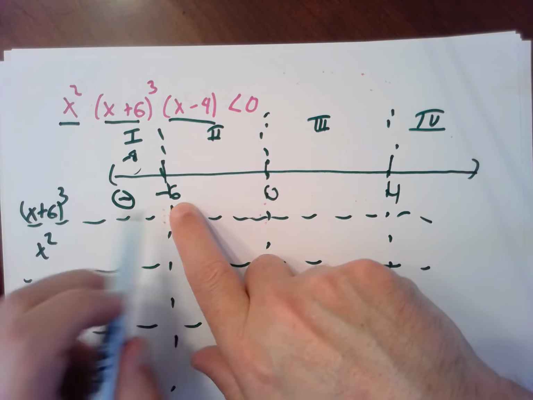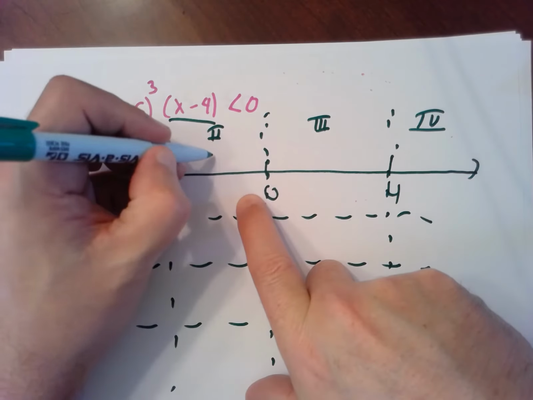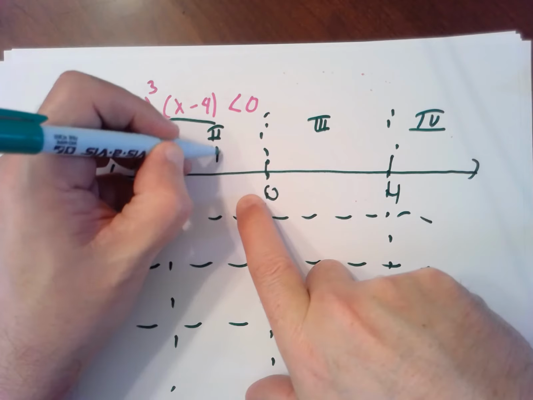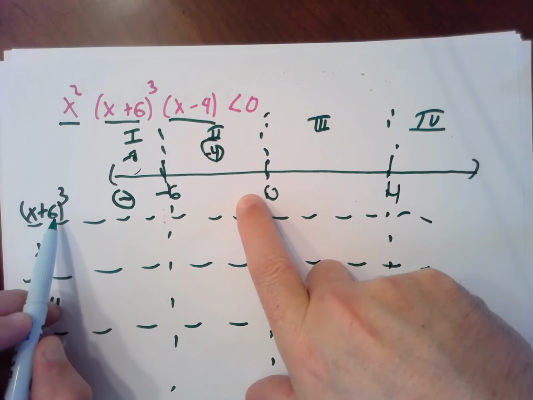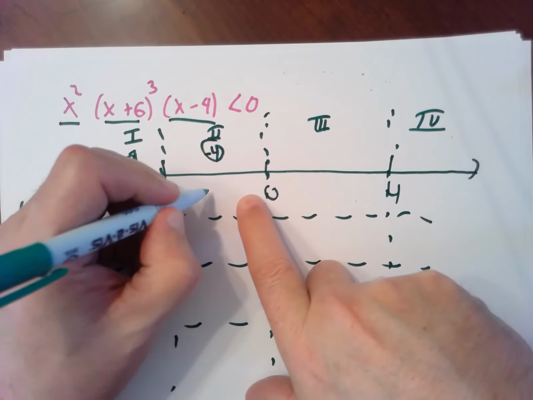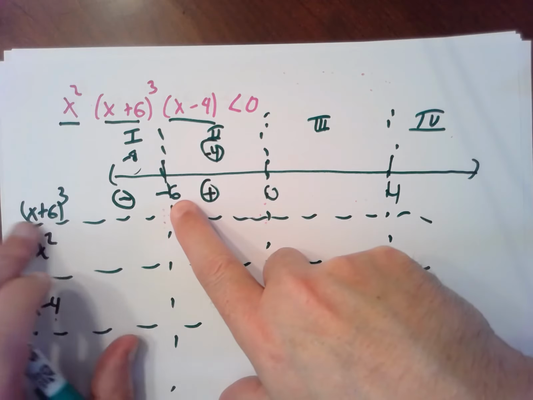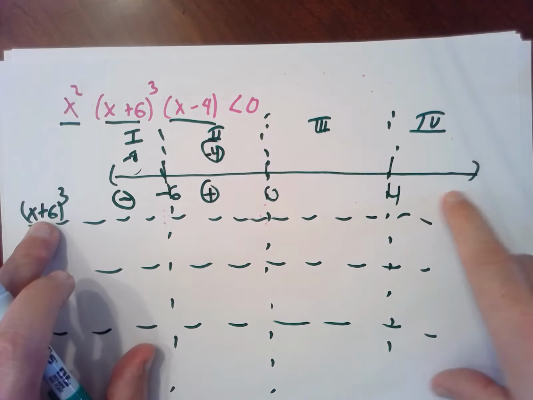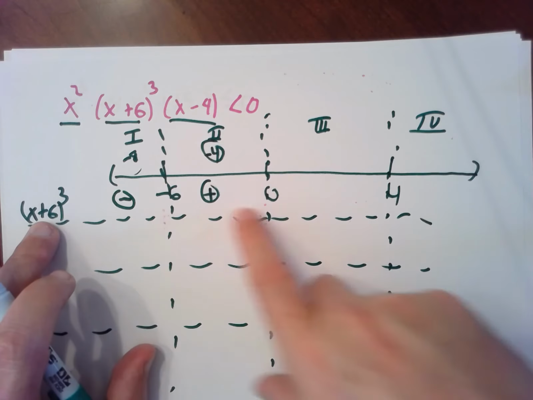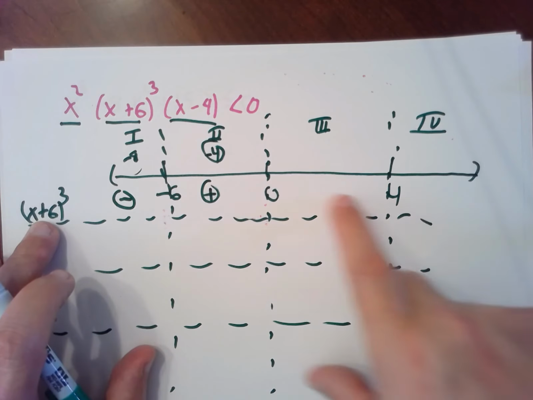Okay, so this one is going to change signs here. I bet it's going to be positive over in this region. Let's choose -4 as our x value here. -4 plus 6 is +2. A positive cubed is positive. Look, it switched from negative to positive at the value that makes it 0. We could keep plugging in numbers here and here, but once it's changed, it's going to stay positive.